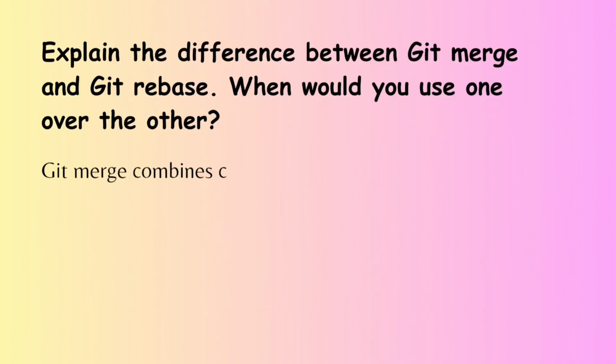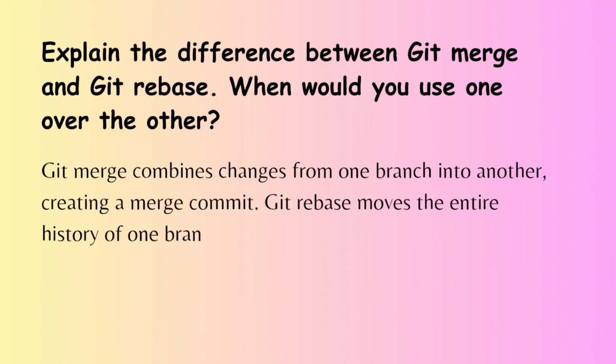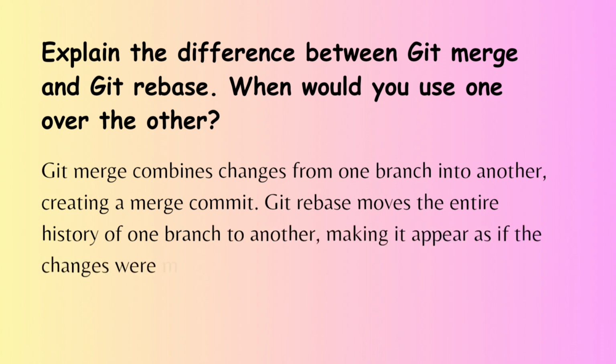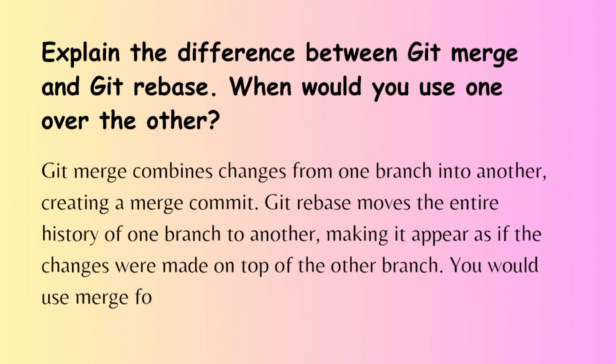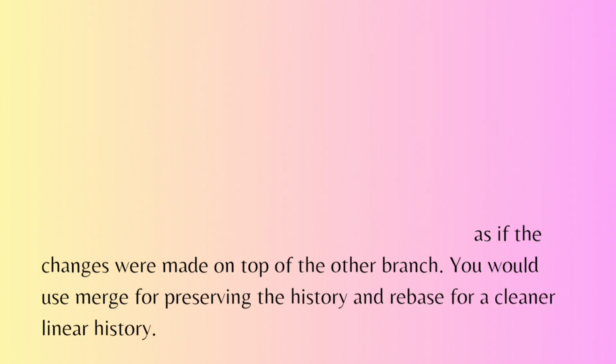Explain the difference between git merge and git rebase. When would you use one over the other? Git merge combines changes from one branch into another, creating a merge commit. Git rebase moves the entire history of one branch to another, making it appear as if the changes were made on top of the other branch. You would use merge for preserving the history and rebase for a cleaner linear history.